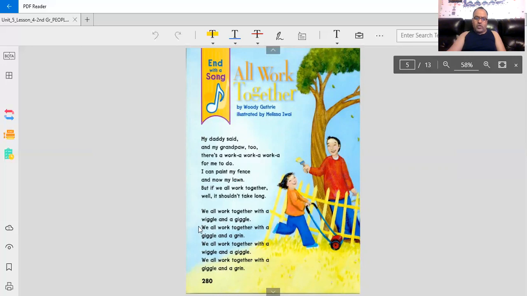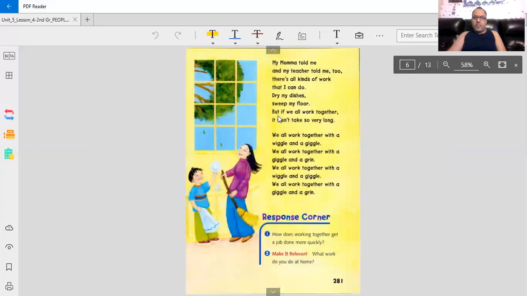My daddy said, and my grandpa too, there's work for me to do. I can paint my fence and mow my lawn, but if we all work together, well, it shouldn't take long. We all work together with a wiggle and a giggle. We all work together with a giggle and a grin. My mama told me, and my teacher told me too, there's all kinds of work that I can do. Dry my dishes, sweep my floor, but if we all work together, it won't take very long.